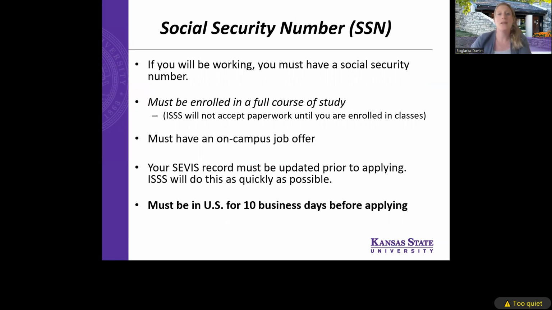You must have an on-campus job offer, and your CVS record must be updated prior to applying. ISSS will do this update as quickly as possible. You must be present in the US for 10 business days before you apply for your social security number.